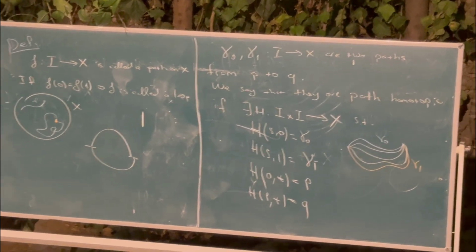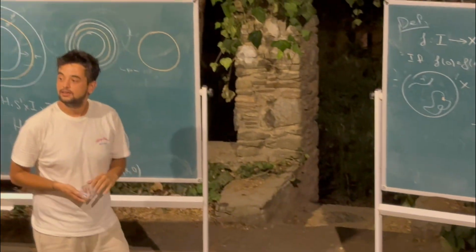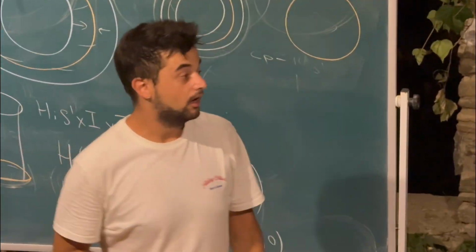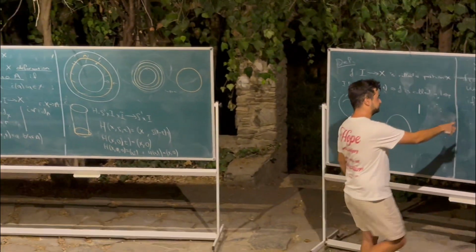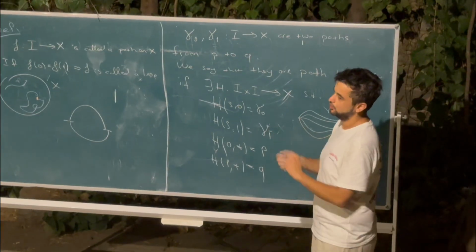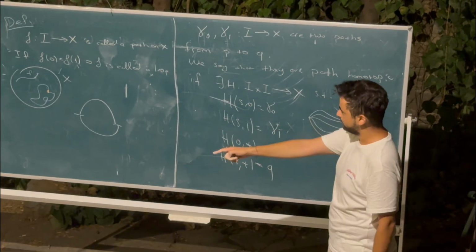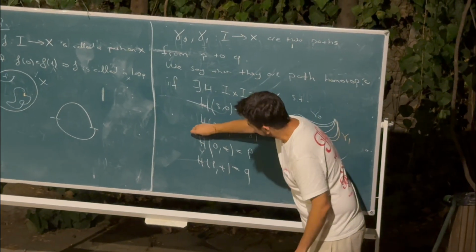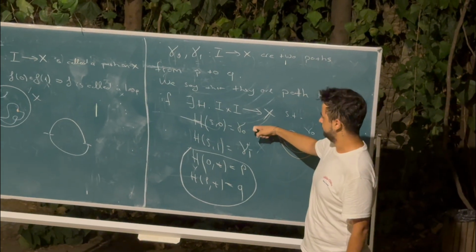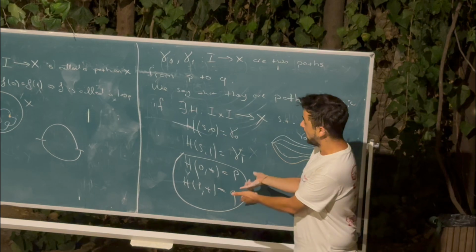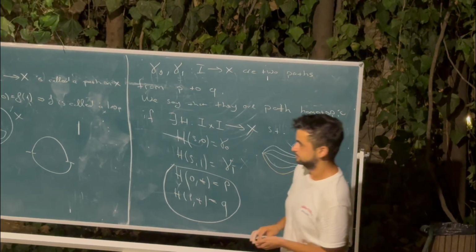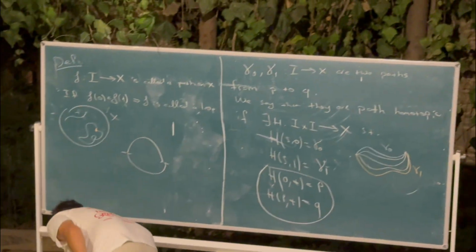Any question about that? Yes, good question. This is stronger. If two paths are path homotopic, they are definitely homotopic, because for a homotopy I don't have this part. This is a homotopy from gamma 0 to gamma 1, but now I also require these two conditions.